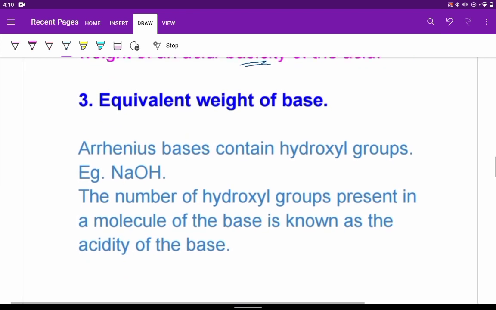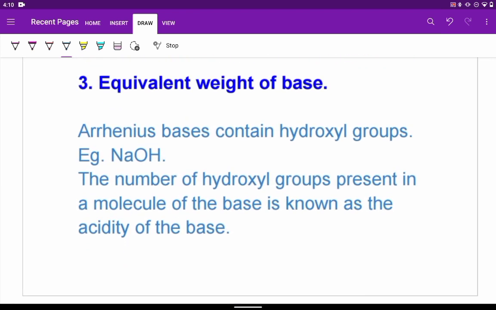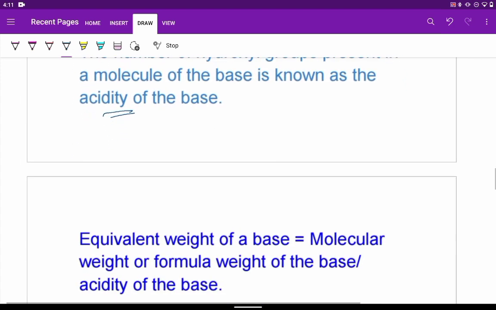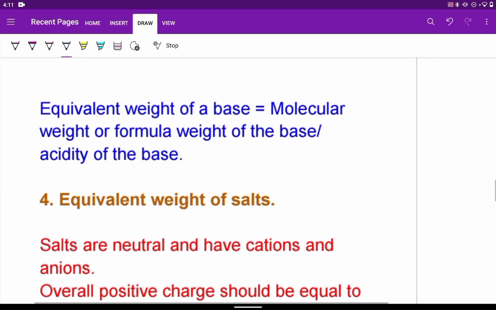Next comes the base, the equivalent weight of a base. Arrhenius bases contain hydroxyl groups, as in the case of NaOH, there is one OH group. The number of hydroxyl groups present in a molecule of the base is known as the acidity of the base. How many hydroxyl groups can be replaced, that is, how many hydroxyl groups are present in a molecule of the base, that we call the acidity of that base. Then the equivalent weight of the base is equal to the molecular weight or formula weight of the base. We first take the molecular weight of the base and divide it by the acidity of the base.